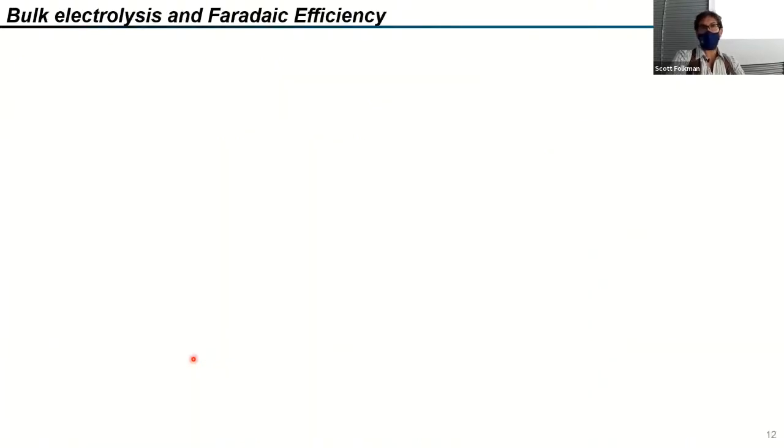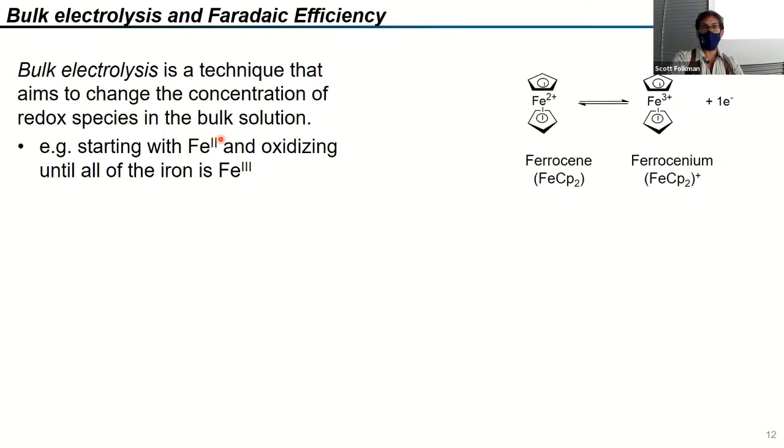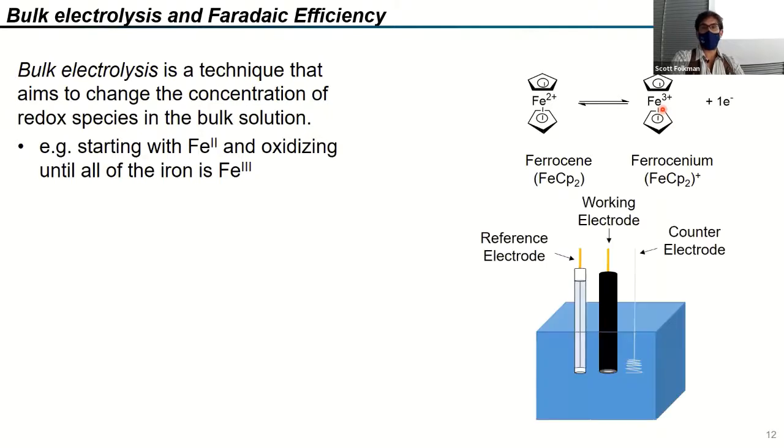So moving on, many of us do bulk electrolysis, especially if we're doing catalysis or electroorganic synthesis. This is more of a, like I said, a bulk technique. So it's a technique that aims to change the concentration of a redox species in the bulk of the solution. So an example would be, our ferrocene example, if we prepare a solution of iron 2 ferrocene, and we want to convert all of it in solution to iron 3. Then we would electrolyze for a long time in order to accumulate iron 3.